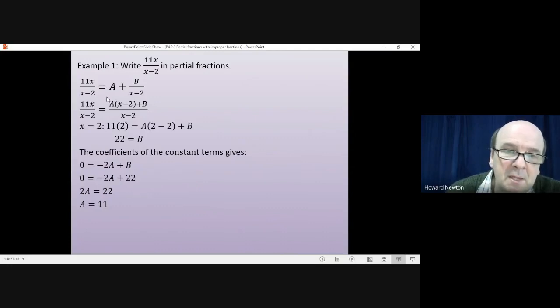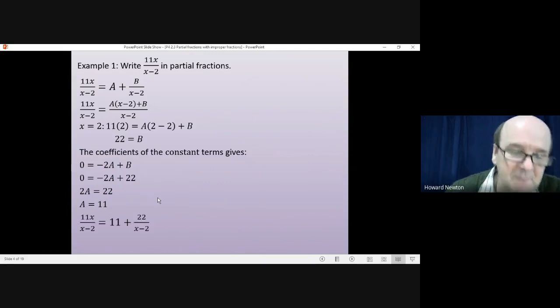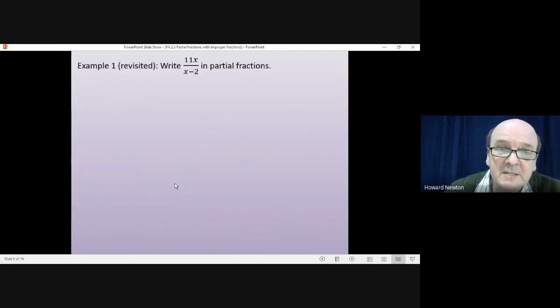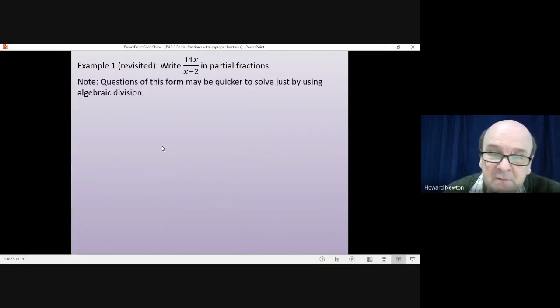Once we know a and b, we can write this in partial fractions. So 11x over x minus 2 is equal to 11, the quotient, plus 22 divided by x minus 2, where 22 is the remainder. This particular question is actually a great deal easier to do if, instead of using the partial fraction method, you just do an algebraic division.